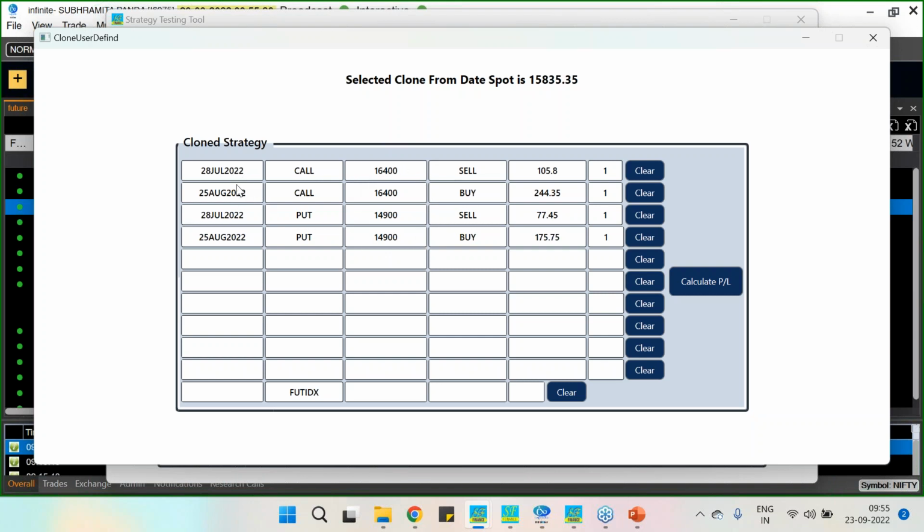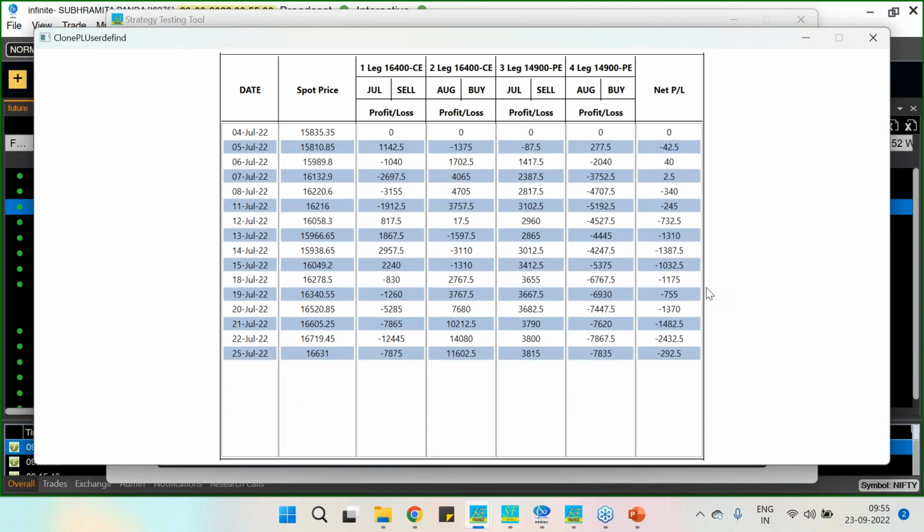See the expiry here, 28th July, 25th August. So same depth, so it was 15,835. So based on this, same depth is being created and it has cloned the strategy. Now if I calculate the profit and loss, you can see it is a loss on all the days. Only one day it has gone to 40 rupees, other days it is a loss.